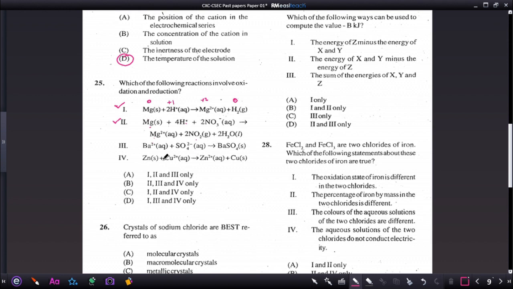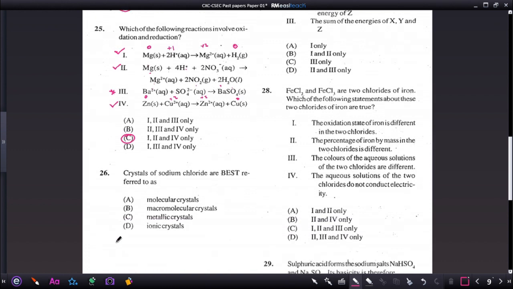Barium 2+ and the sulfate ion. Over here, even though it is condensed, it is still in the +2 state. Both are in the +2 and the -2 states, so this is not part of it. Zinc goes from 0 to +2, copper from +2 to 0, so this is both oxidation and reduction. So that's true. So it's 1, 2, and 4, which is C.